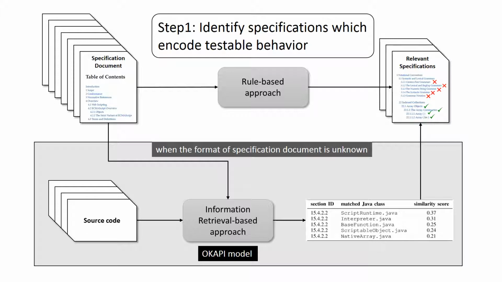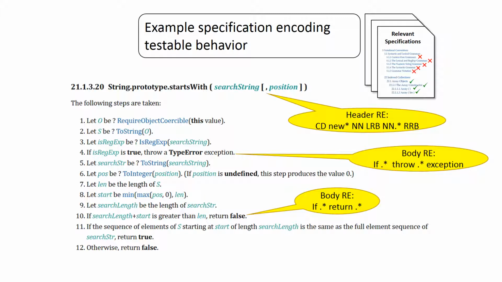When the format of the specification document is unknown, Swami uses an information retrieval based approach in which it requires access to the implemented source code. For a given specification, Swami computes the similarity score of that specification with the implemented Java classes, and if the computed similarity score is above an empirically determined threshold, the specification is considered relevant. Here, the slide shows you an example of a specification which encodes testable behavior. The specification describes a method string.startsWith of JavaScript, and the slide shows you the regular expressions that match the heading and the body of the specification.